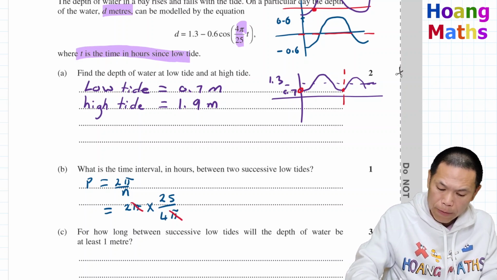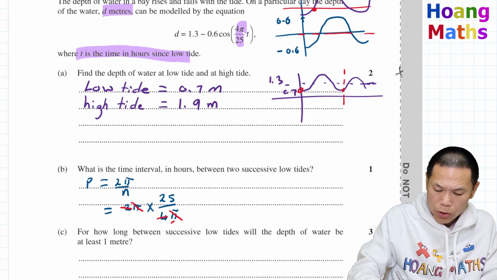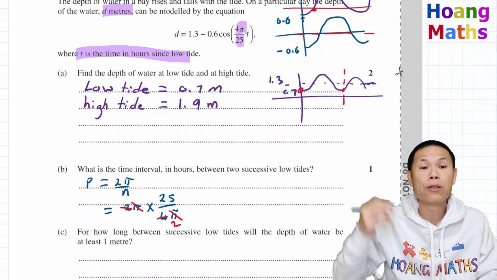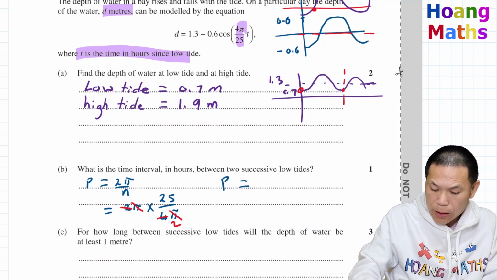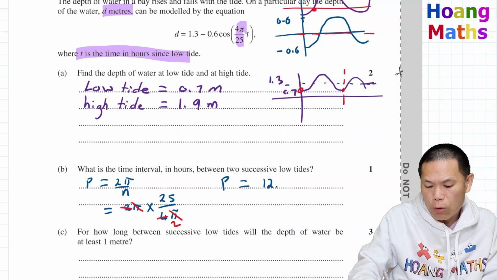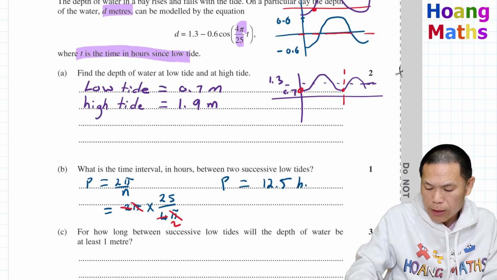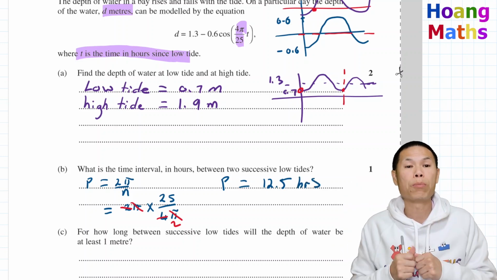The pi cancels, and the 4 divided by 2 gives me 2. So 25 divided by 2. The period is 25 over 2, which is 12.5, and the time is in hours. So there you go, 12.5 hours.